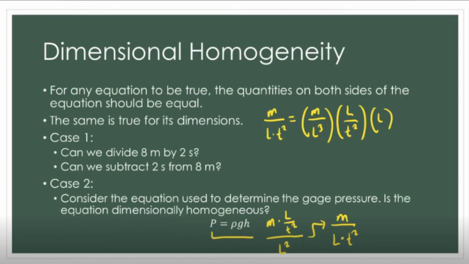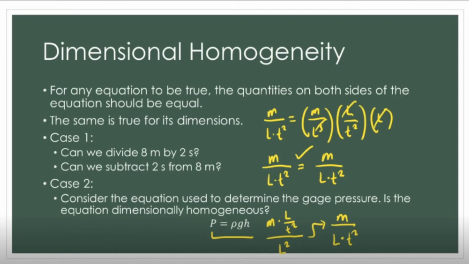Let us simplify the right-hand side of the equation and see if they are equal. Again, on the left-hand side, we have mass over length over time squared. On the right-hand side, we can see the cancellation of the units. The two lengths in the numerator will cancel with the two lengths in the denominator. And that leaves us with mass over length over time squared. This is a true equality, which means the equation P equals rho times g times h is a dimensionally homogeneous equation. And that is the sign of a true equality.